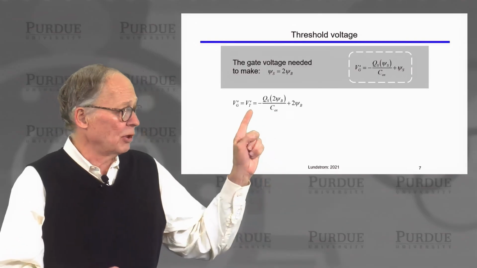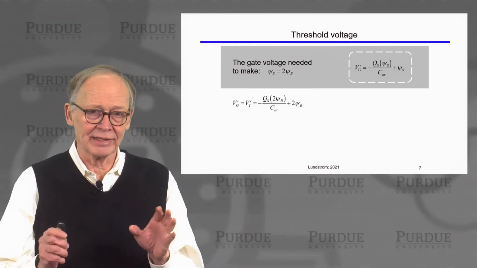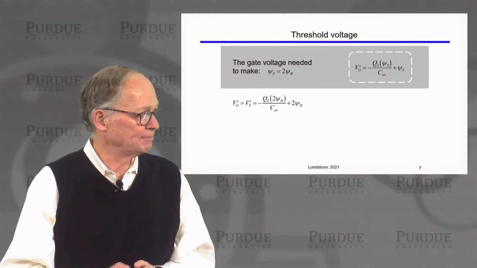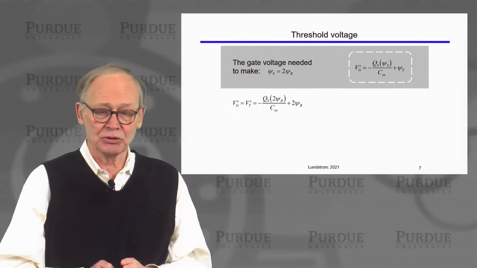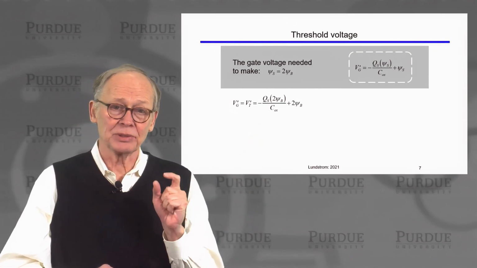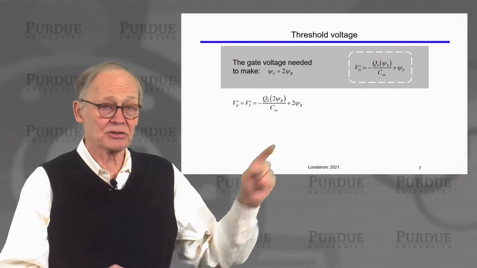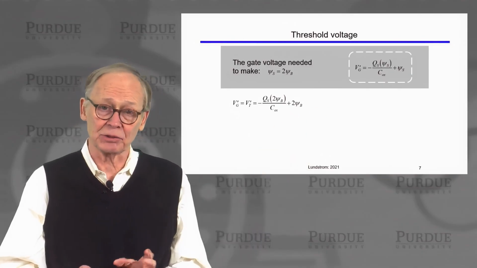So that voltage we'll call VT prime. Again, it's our ideal structure where everything lines up at 0 volts on the gate. VT prime is equal to minus the charge in the semiconductor when the surface potential is at 2 psi b, plus the surface potential, which is 2 psi b at this critical point.